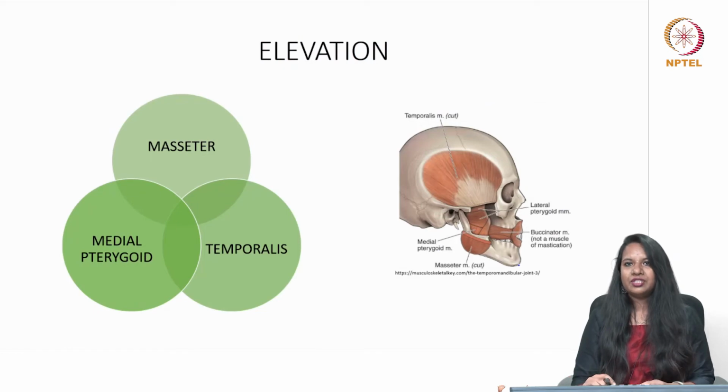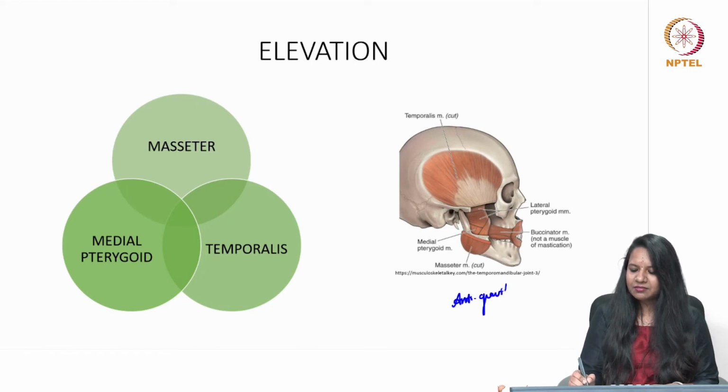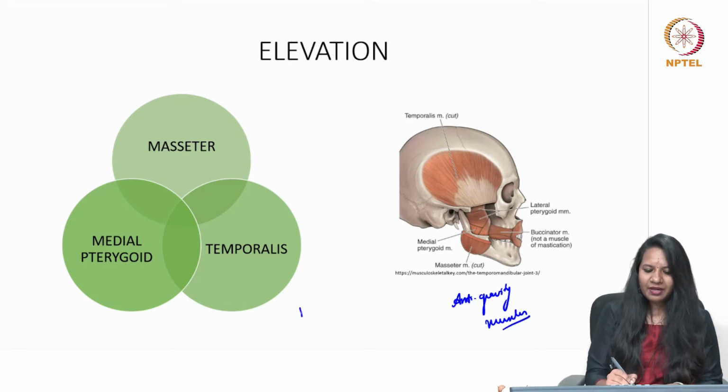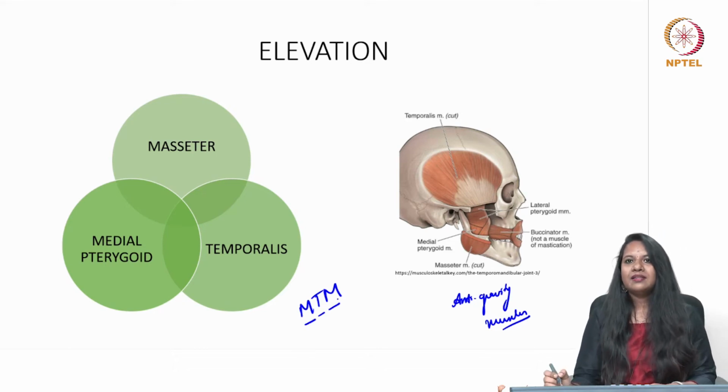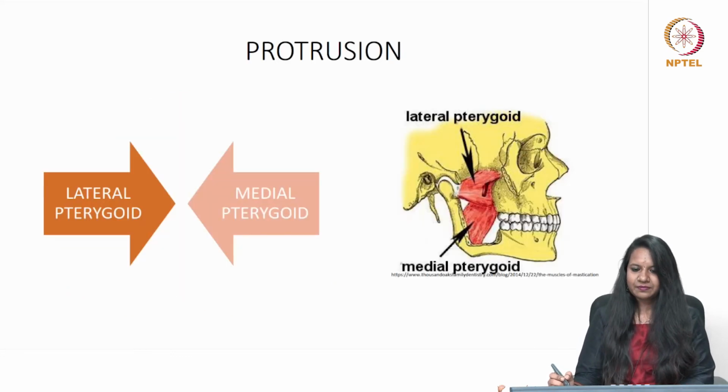Then comes the elevation. Elevation means closing of the mouth. They are also called anti-gravity muscles. Remember MTM, that is masseter, temporalis and medial pterygoid. These were the elevators. They elevate the mandible and help in closing of the jaws.